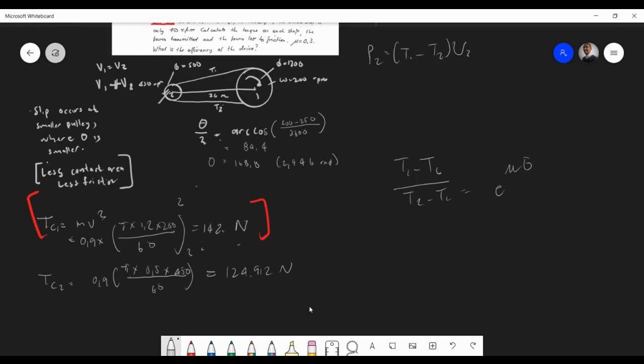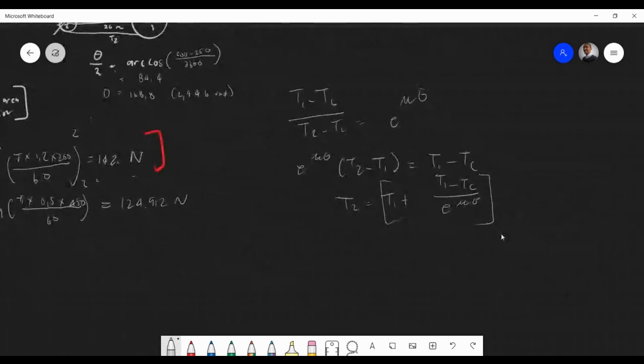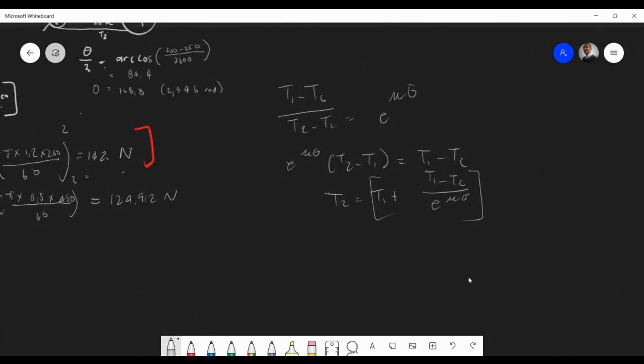And of course, what we're looking for here is T2. So let's quickly put this in terms of T2. So e^(mu theta) equals T1 minus Tc over T2 minus Tc. Divide that out, so T2 is basically going to be Tc plus T1 minus Tc divided by e^(mu theta). Right? That's what we get. Am I right? Divide that, plus that. Whoops, this is Tc, sorry. That's Tc. Okay.